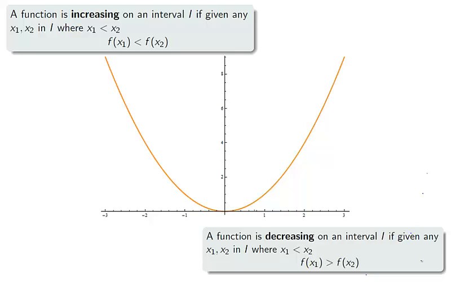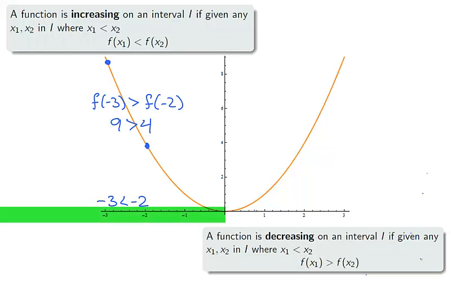A function is decreasing on an interval if we can choose any 2 points from that interval and the function is smaller on the larger x value. The interval negative infinity to 0 is decreasing. The value negative 3 is less than negative 2, while f of negative 3 is greater than f of negative 2.